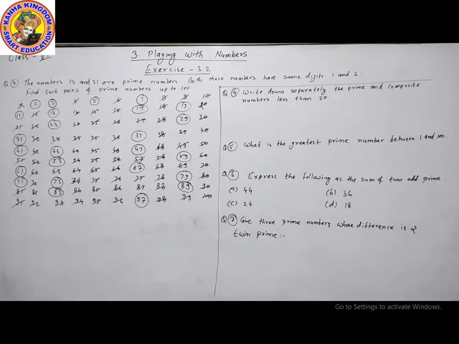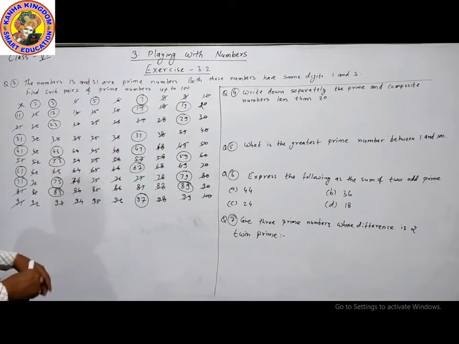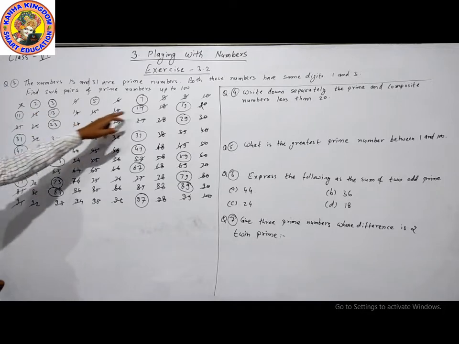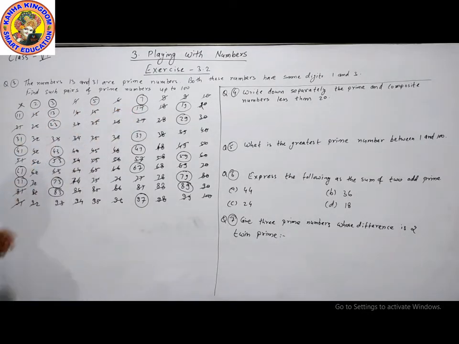These are our prime numbers. Now take the question again. The numbers 13 and 31 are prime numbers, both numbers having 1 and 3. Find such pairs. Now 11, the reciprocal is 11. 13 taken. 17, so 71. Yes, 17 and 71.